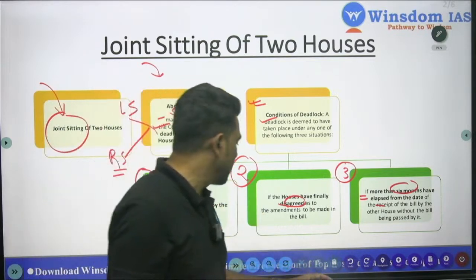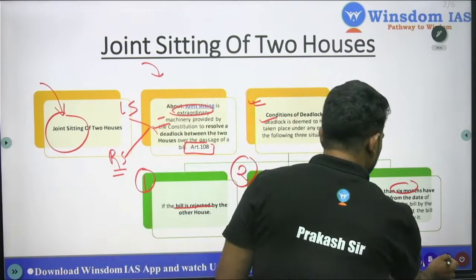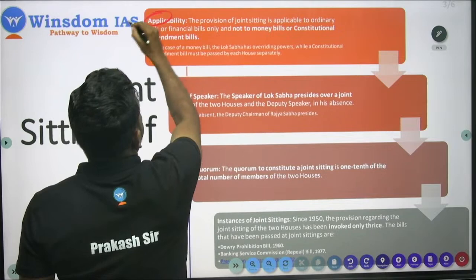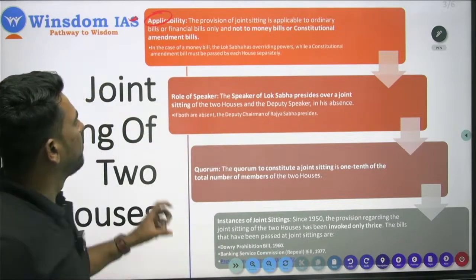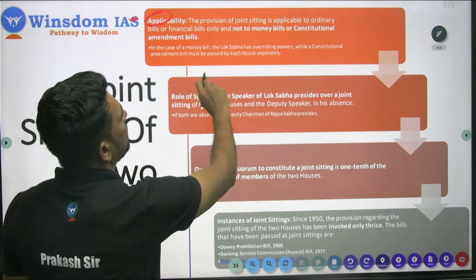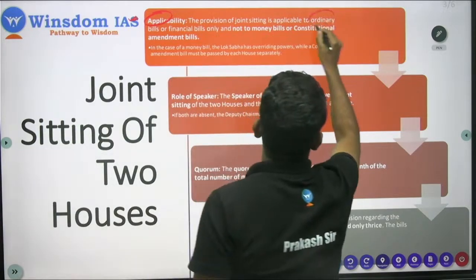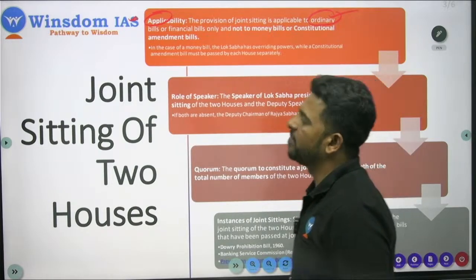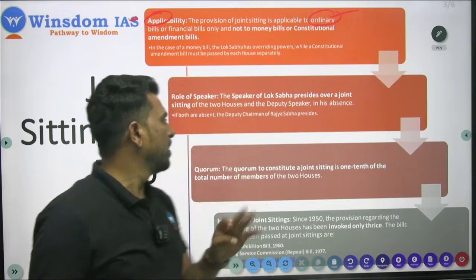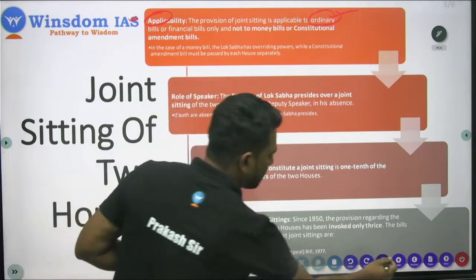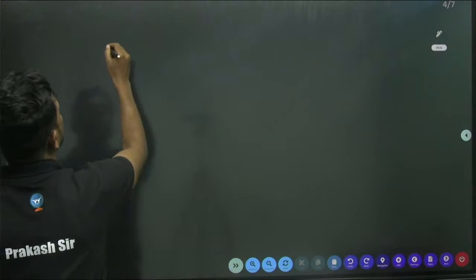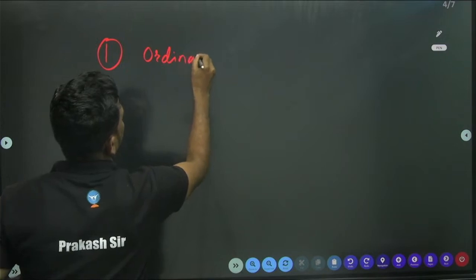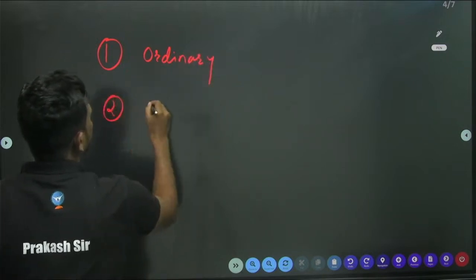Now let us have another point which is very important as far as our examination is concerned. Here applicability means what is the applicability of this particular joint sitting. The provision of the joint sitting is applicable to two bills, that is the ordinary bill and the financial bill. Now there are four types of bill. You must have gone through this or read about this. Number one, the ordinary bill. The second one is the money bill.